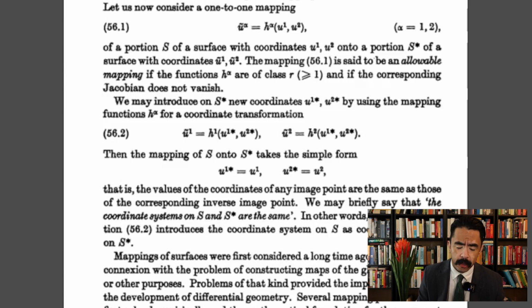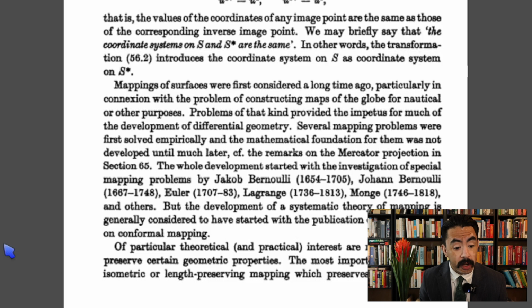We may introduce on S star new coordinates u1 star and u2 star by using the mapping functions h alpha for a coordinate transformation: u1 tilde equal to a function h1 in terms of u1 star and u2 star, and u2 tilde equal to a function h2 in terms of u1 star and u2 star. Then the mapping of S onto S star takes the simple form u1 star equal to u1 and u2 star equal to u2. That is, the values of the coordinates of any image point are the same as those of the corresponding inverse image point. We may briefly say that the coordinate systems on S and S star are the same.